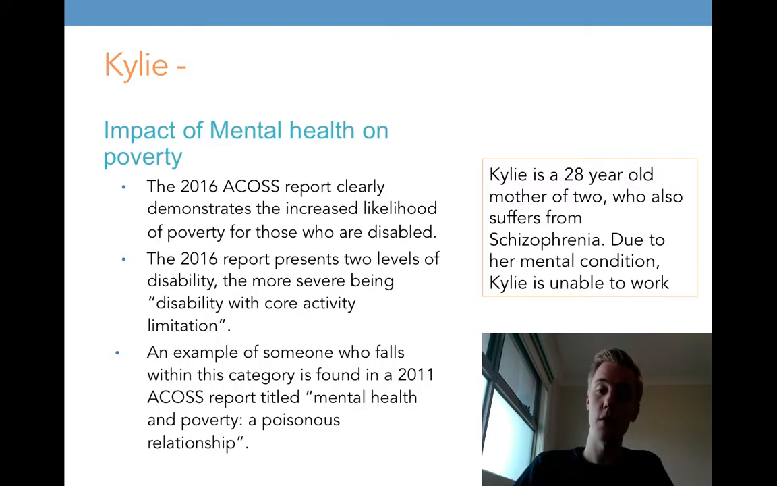An example of someone who falls within this category is found in a 2011 ACOSS document titled Mental Health and Poverty, A Poisonous Relationship. Kylie is a 28-year-old mother of 2 who also suffers from schizophrenia. Due to her mental condition, Kylie is unable to work, and as a result, she receives welfare payments. As we know, these payments are such that she and her children live below the poverty line. From this example, it's clear to see that because of Kylie's mental state, she has become impoverished.